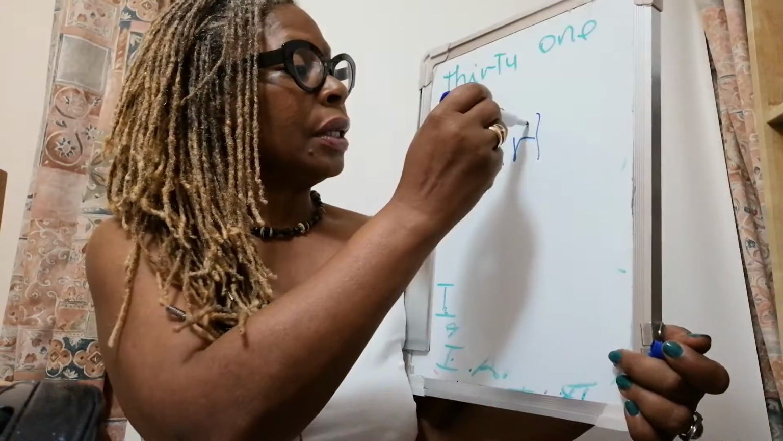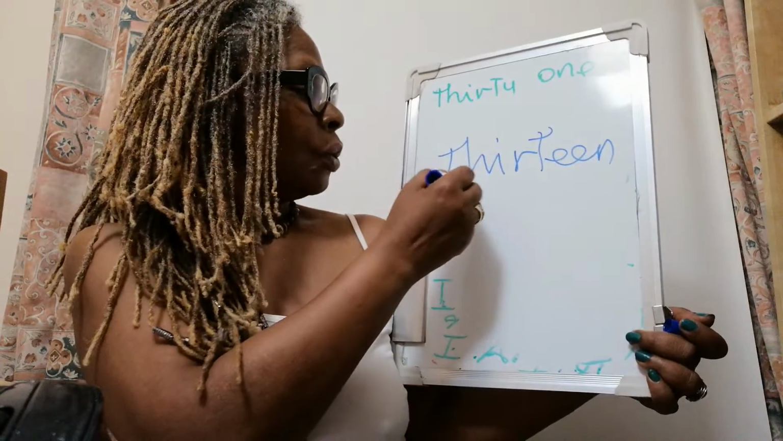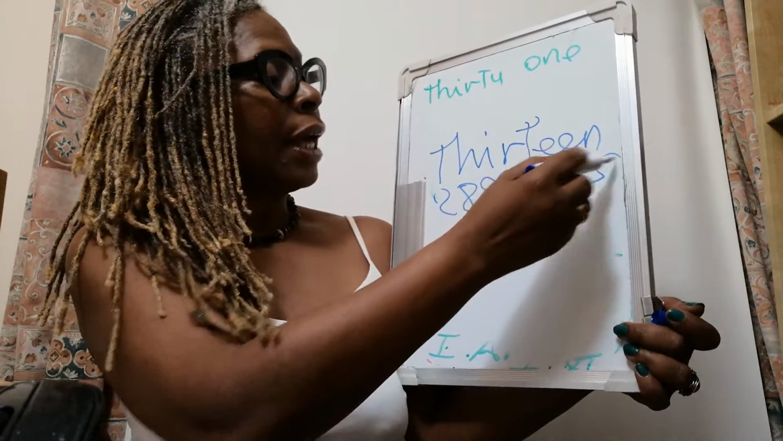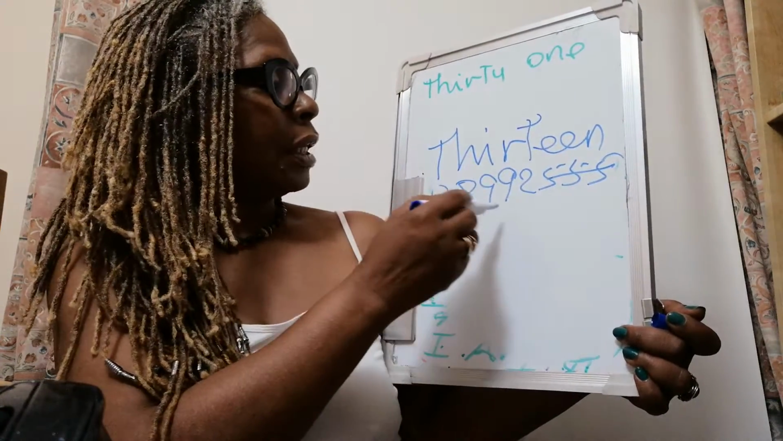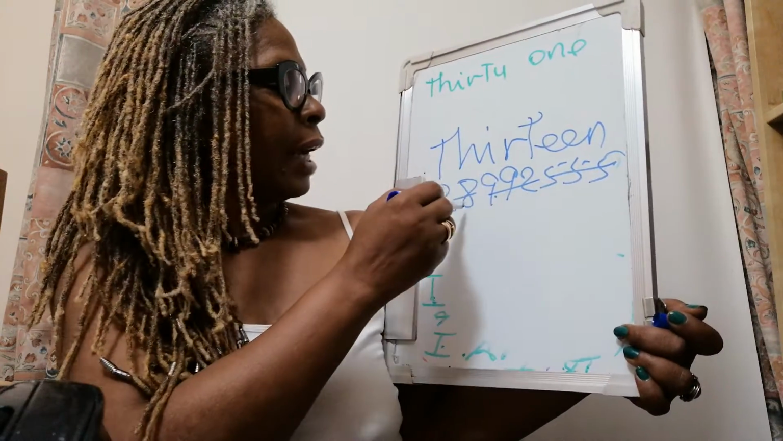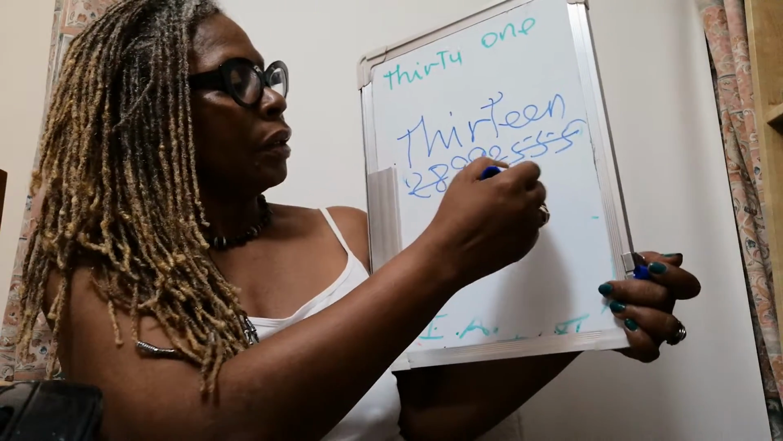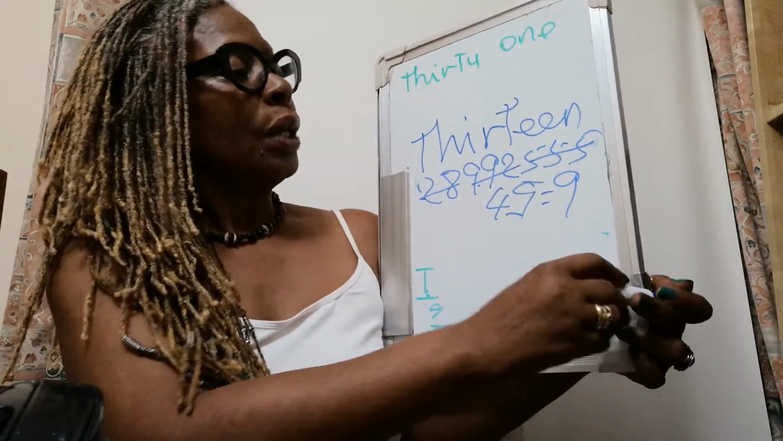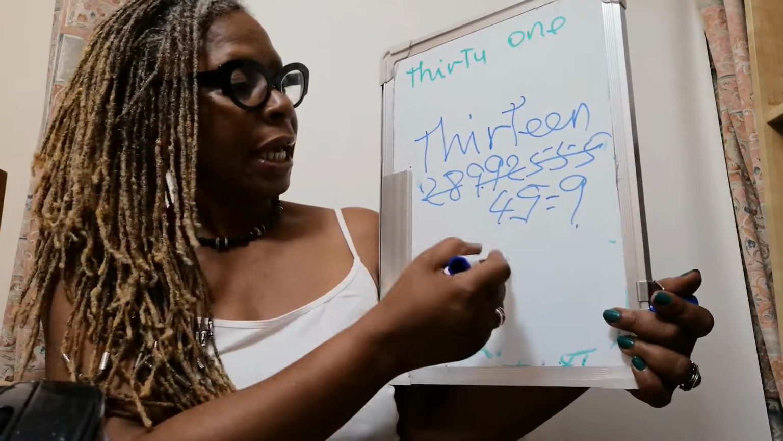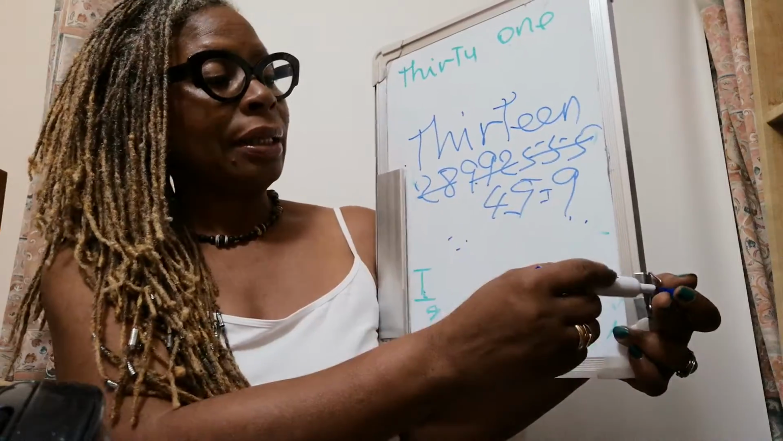Okay, THIRTEEN, and this is 2899255. Adding this together is 15, 25, 30, 45, 45. 4 plus 5 is 9. So we can see that Steve Jobs and 9, of course Steve is 8 and Jobs is 1, so adding this together is 9, and we can see the correlation.